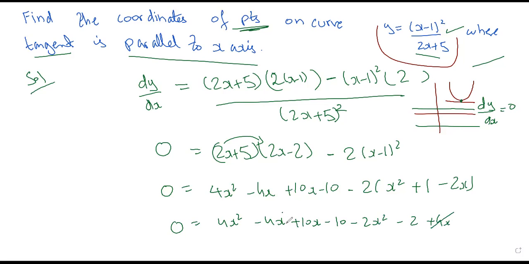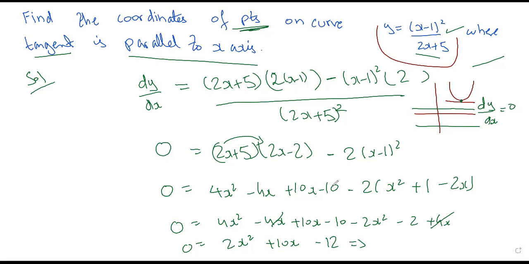This and this can be cancelled. So this would be 2x squared. Can you help me? This is going to be plus 10x and minus 2. Oh no, minus 12. Very good. Minus 12. Okay. And now we have to make the factors.